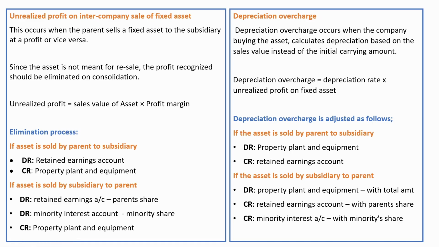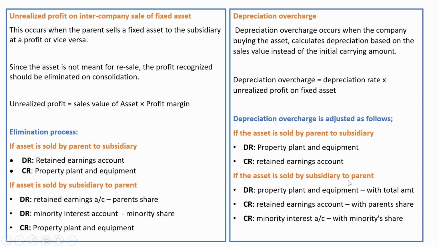Once you have the depreciation overcharge, you are going to make the following adjustments. If the asset is sold by parent to subsidiary, because you had overstated expenses, you're going to make an adjustment to reduce those expenses. So debit property, plant, and equipment, because you had understated the asset, now you have to add the value back to the assets account. You had overstated the expenses, you have to credit retained earnings account. So this is if the asset is sold by parent to subsidiary.